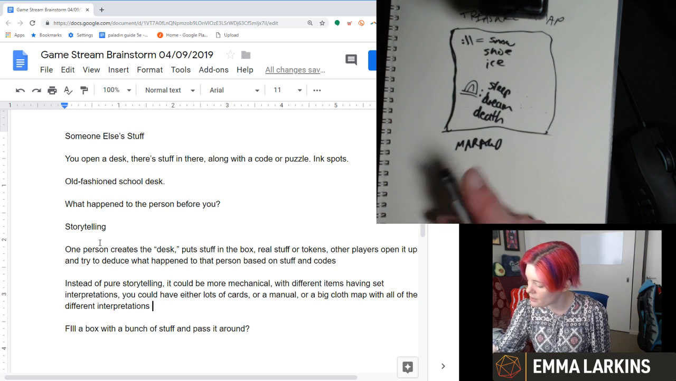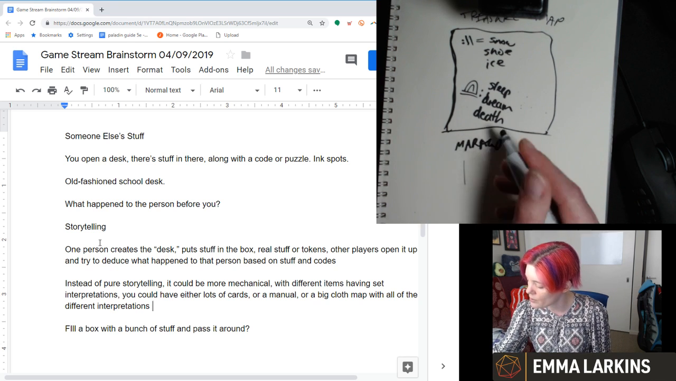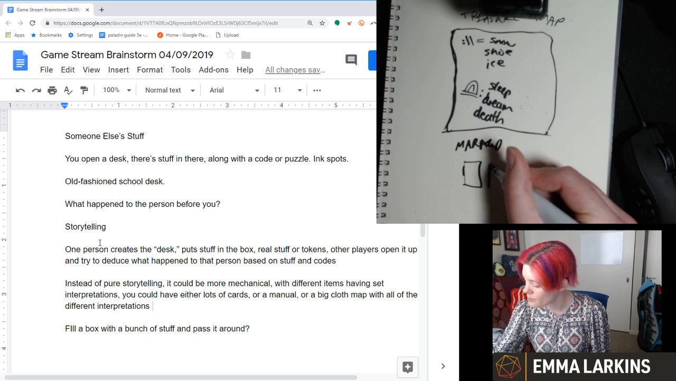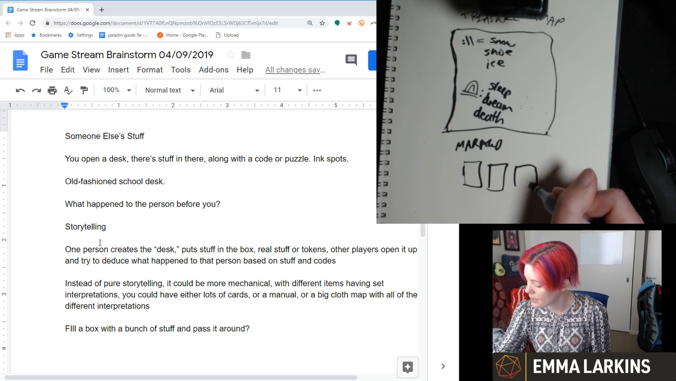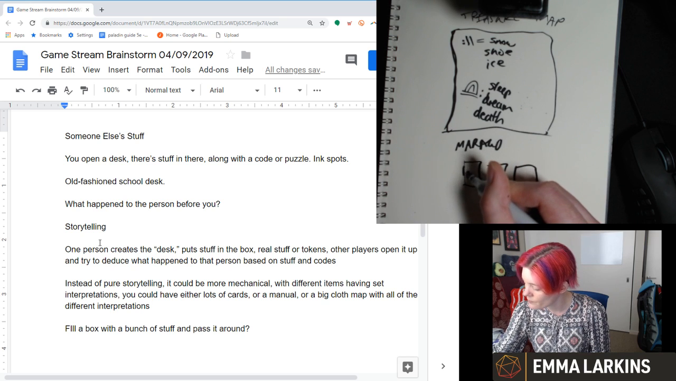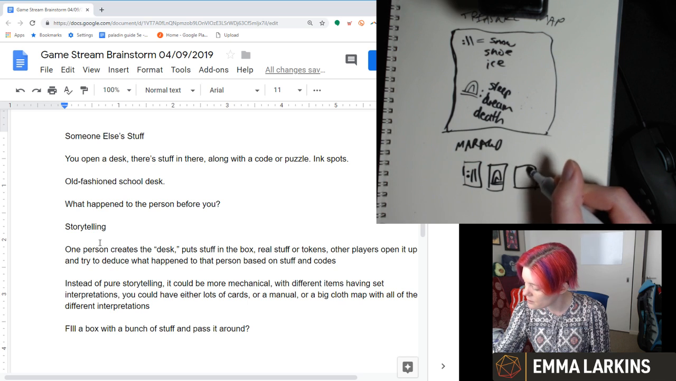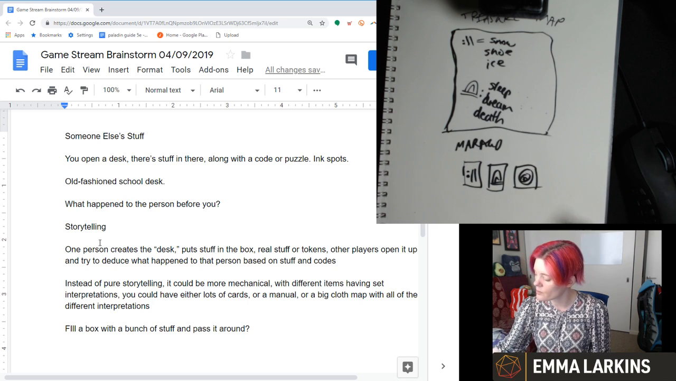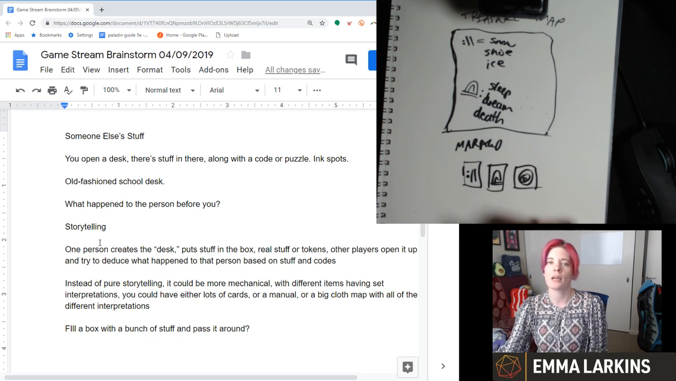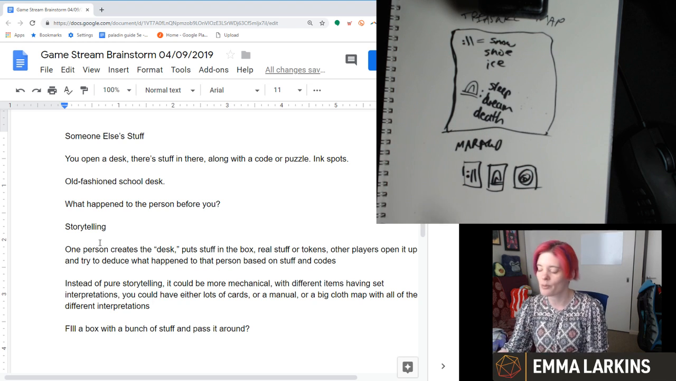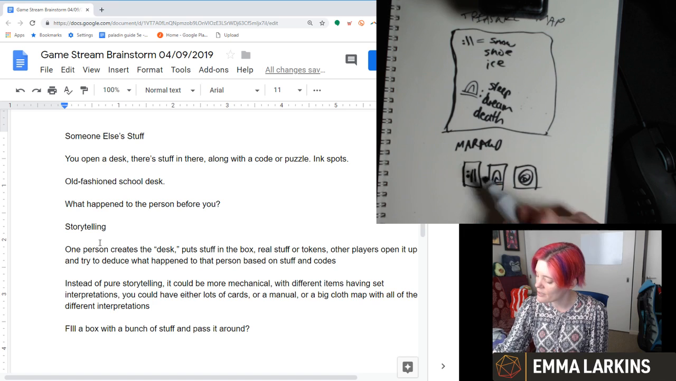So we had mentioned one player creating the drawer, and they could be looking at this map too while they're putting the things in there, and they could have either codes or little chits with the different symbols on them, and they could be putting a number of those into their box or drawer that they're handing to the other players so they could interpret that.